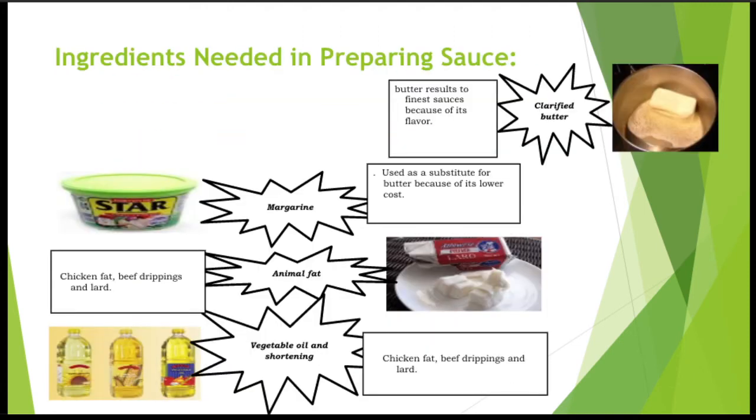We have the margarine, animal fat, which includes chicken fat, beef drippings, vegetable oil, and shortening. We also have clarified butter, which results in the finest sauces because of its flavor. Margarine is being used as a substitute for butter because of its lower cost. And vegetable oil and shortening includes chicken fat, beef drippings, and lard.